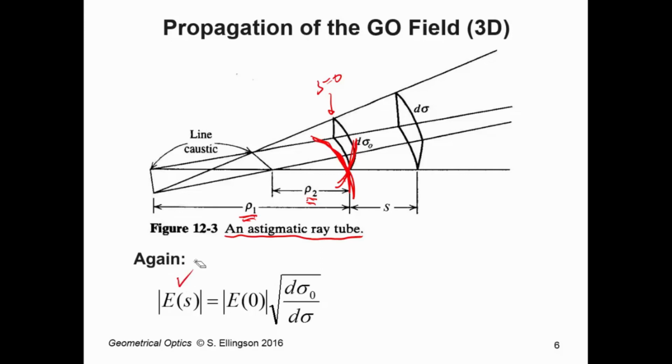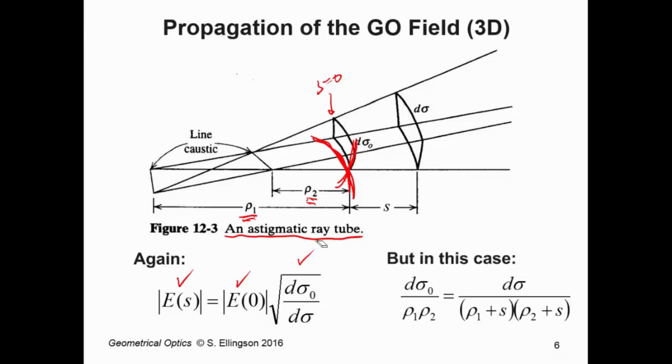The magnitude of the electric field at some point s, further on, should equal the magnitude of the electric field at the starting point times the square root of the ratio of the areas involved. What is different in this case is those ratios. So at the starting point, d sigma naught, instead of dividing by just one curvature, we'll divide by both curvatures. And that has to be equal to d sigma, this area out here, divided by both new distances. Not just rho plus s, but rho 1 plus s and rho 2 plus s. And if you consider this diagram for a moment, hopefully you can see that.